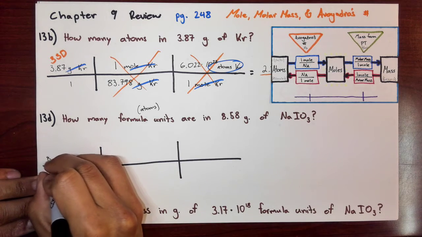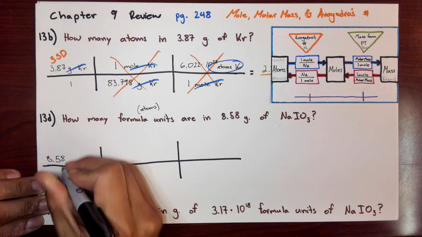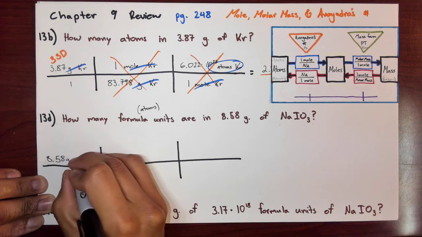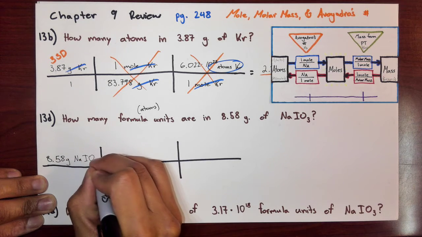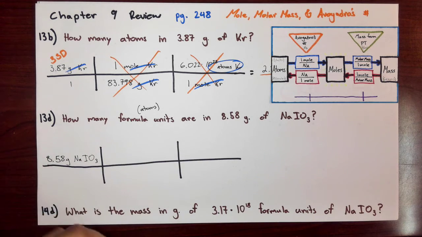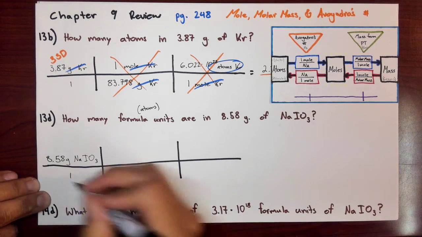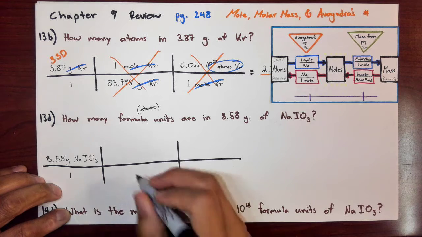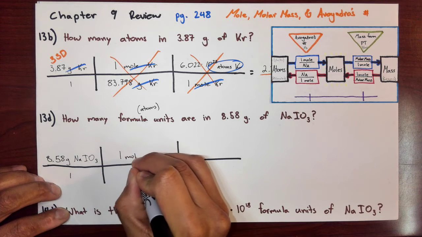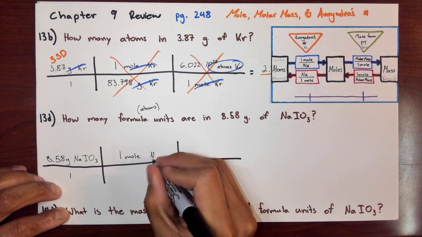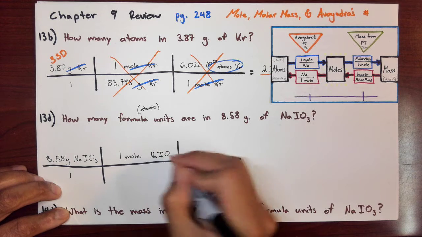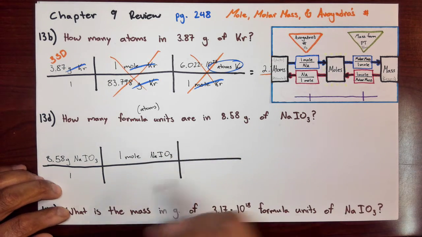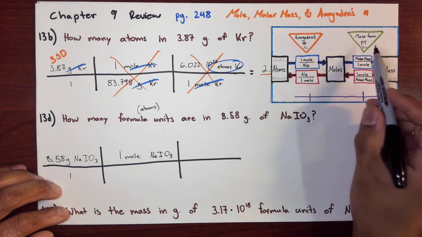Let's go ahead and not waste any time. We have 8.58 grams of sodium iodate, okay? And remember, we put that over 1. We have to go through moles. This is the conversion factor that we're going to use. 1 mole of sodium iodate, okay, over the molar mass of sodium iodate.